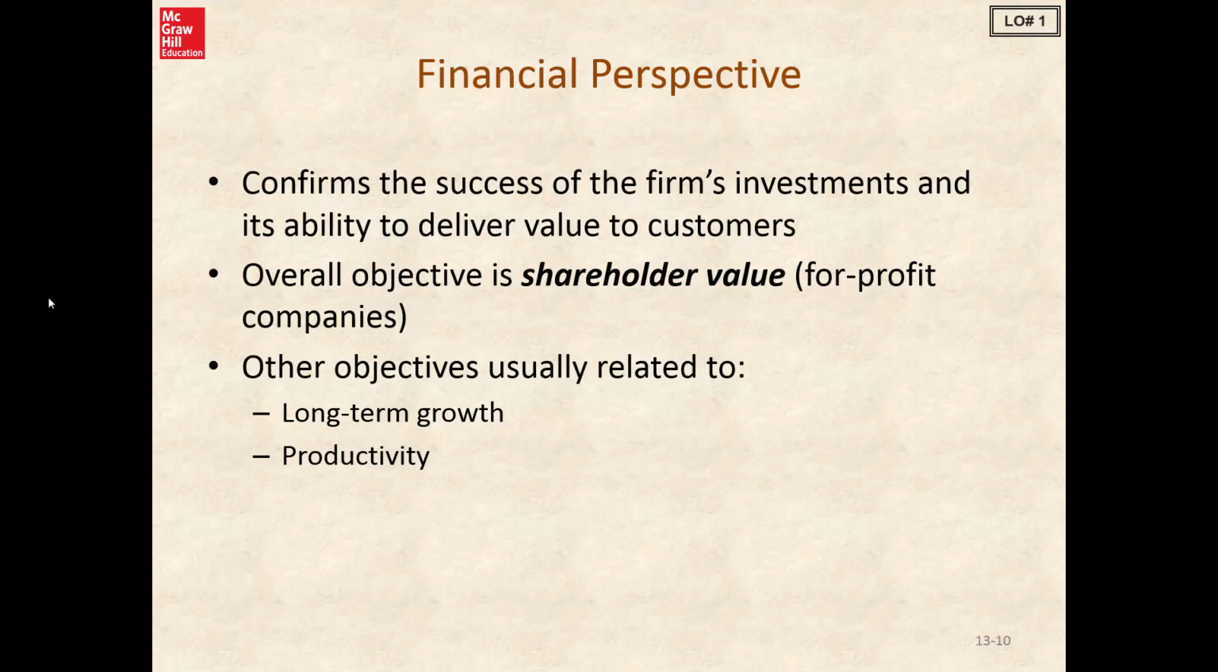So let's talk about the financial perspective. The financial perspective confirms the success of the firm's investments and its ability to deliver value to customers. The overall objective is shareholder value when we're talking about for-profit companies. Other objectives usually relate to long-term growth and productivity.